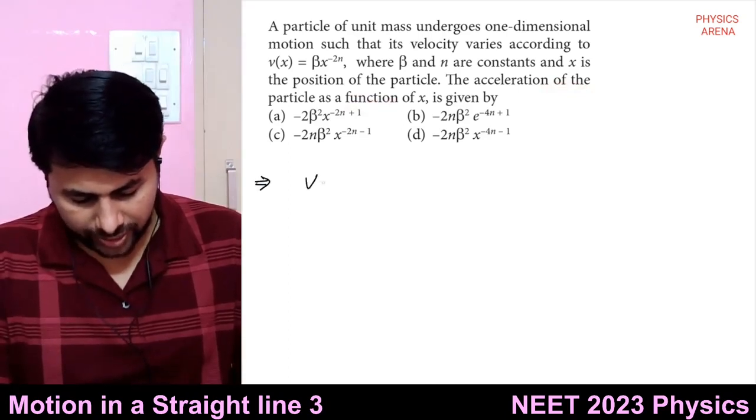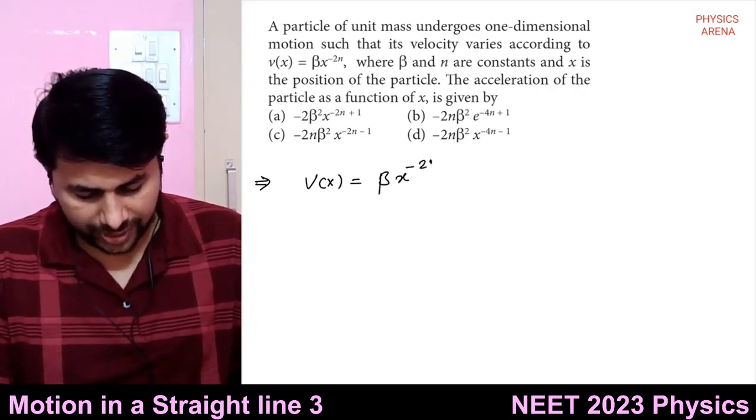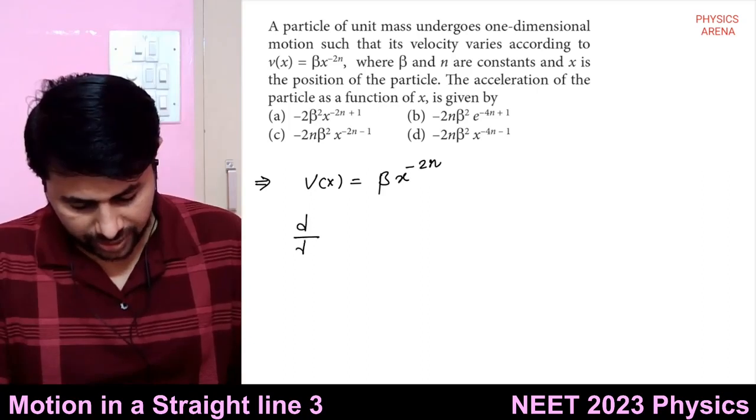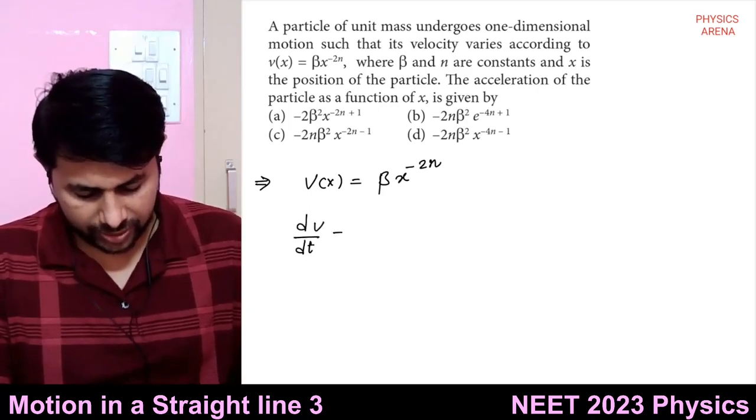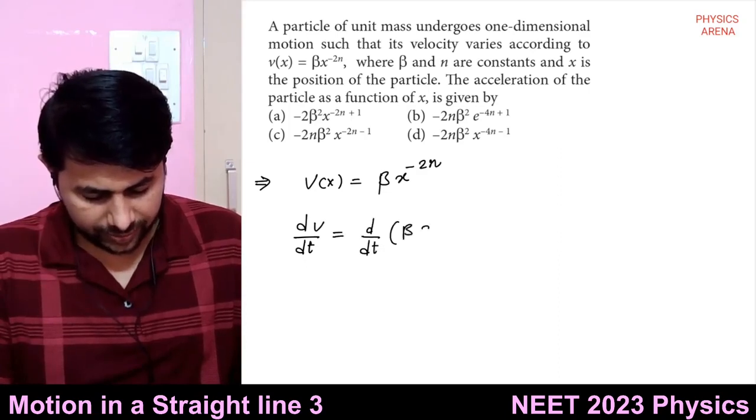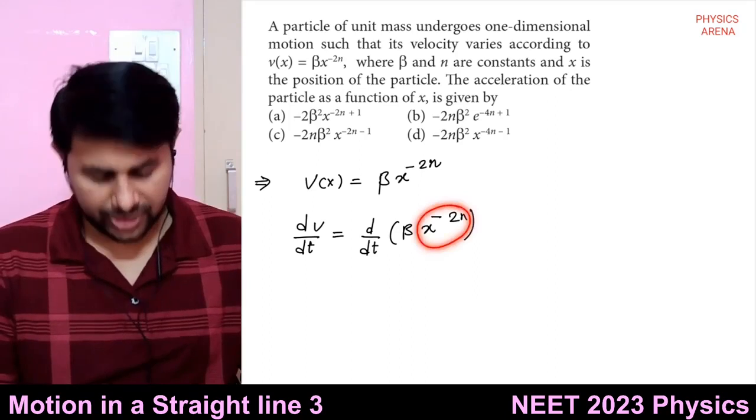So you have velocity v of x is equal to beta x raised to minus 2n. And if you take its derivative, d by dt of v with respect to time, you get d by dt of this thing with respect to time. But this is a function of x.